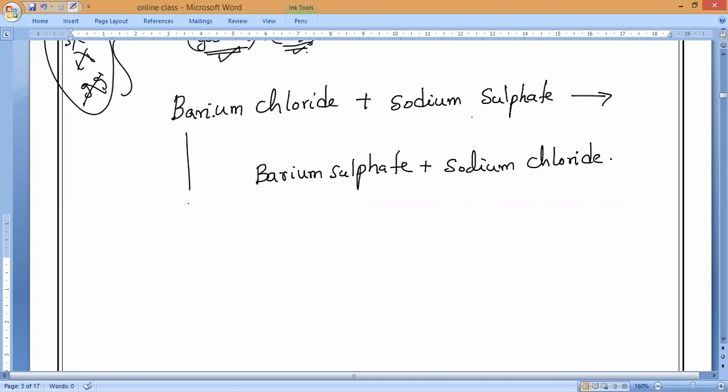So now, what is the chemical equation? Tell me. This is the word equation; now the symbolic equation. Tell me, barium chloride. That is the reason I told you BaCl2. The formula: Ba is 2 plus and chlorine is -1. So if you exchange, what will come? BaCl2. Clear, everybody? Plus sodium sulfate.